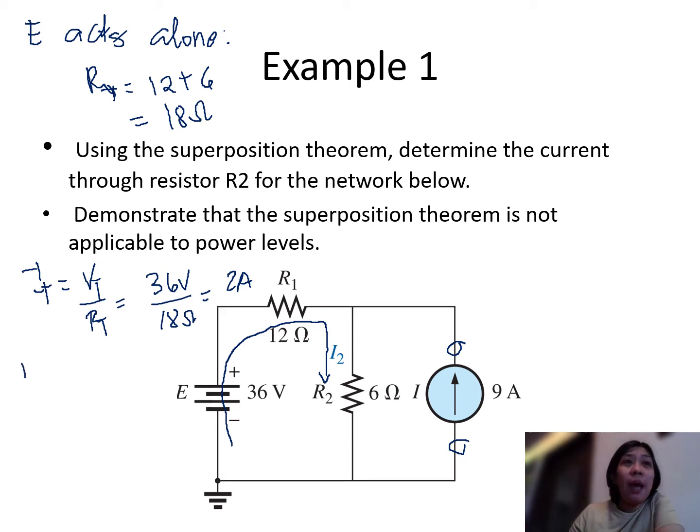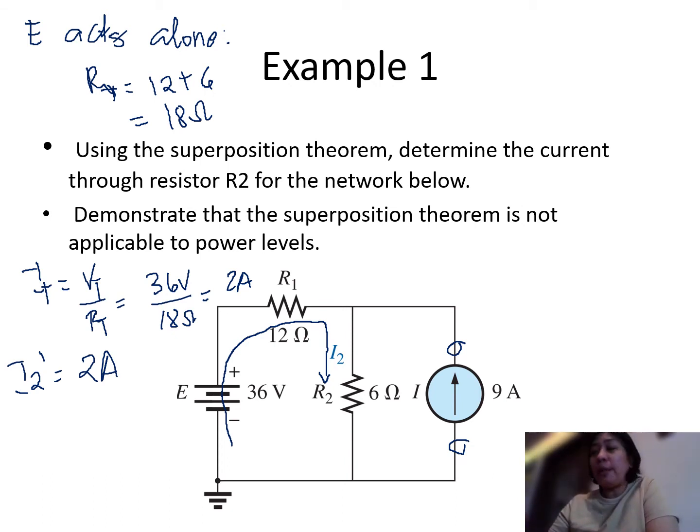So we can say that I2 prime here, let us call this I2 prime, not yet I2, because it is only the effect of E that we are dealing with. So I2 prime here is equivalent to 2 amperes. That is the idea when your E is working alone or acting alone. Now, let's go to the second part.